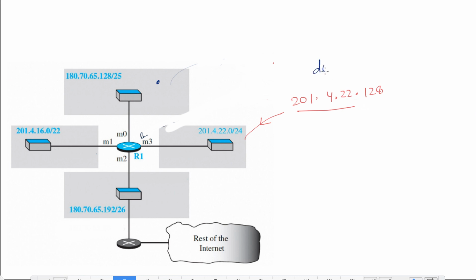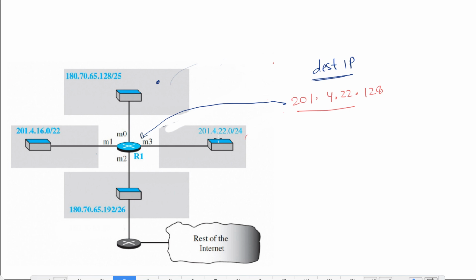Now suppose this is the destination IP address. What do you think, if any packet with this destination IP address comes to this router, to which interface should it route? It should route to M3, because it in fact belongs to this network, right? So if some packet is coming with this IP address to R1, then it should route to M3. That is very logical.